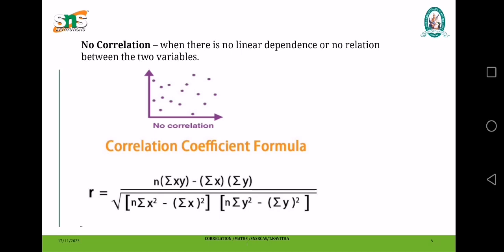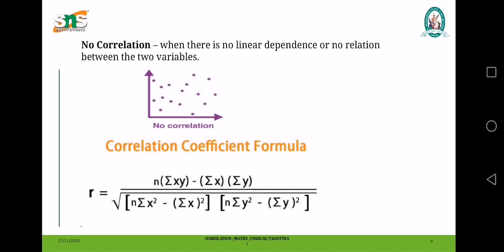Calculate the correlation coefficient between x and y and comment on their relationship. Here the data is x equals 2, 6, 8, 10, 14 and 16 and y is 4, 12, 16, 20, 28 and 32. Now we use the correlation coefficient formula called Pearson coefficient of correlation: n times summation of xy minus summation of x times summation of y, divided by root of n times summation of x square minus summation of x the whole square, times root of n times summation of y square minus summation of y the whole square.